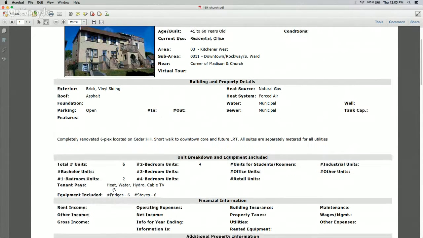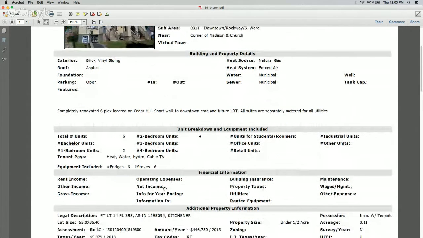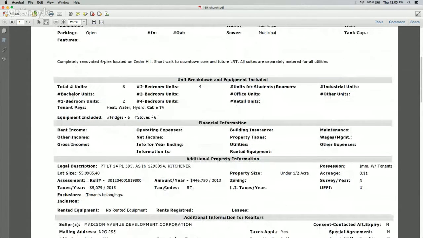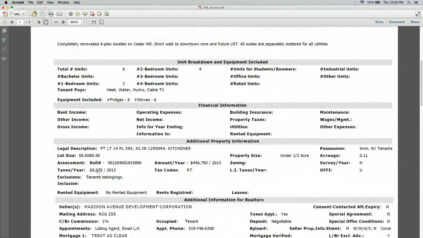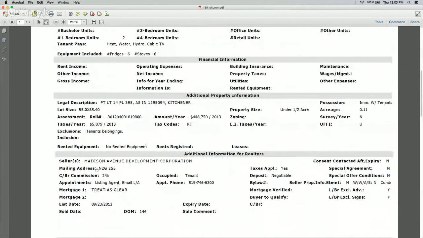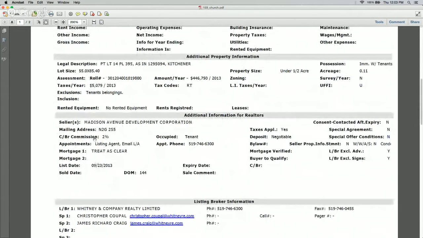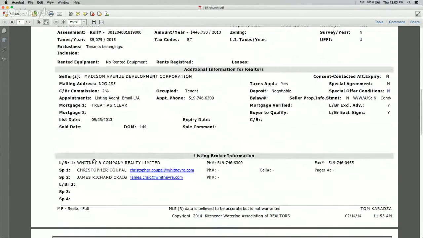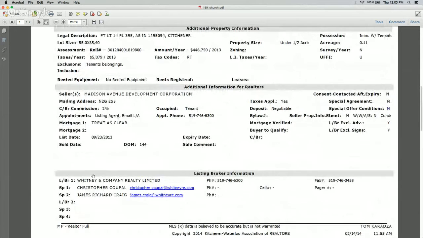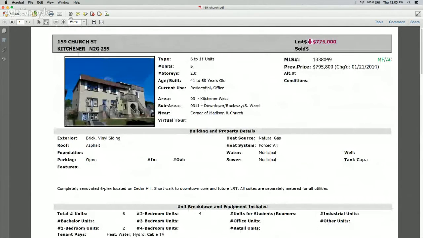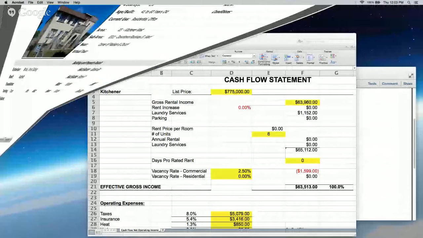They happen to mention here that tenants pay heat, water, hydro, and cable TV. Other than that, there's just some legal stuff here that's not really important to us. Taxes, we'll input that into the spreadsheet later. This is all realtor stuff, and here's how to contact the real estate agent. Not much at all. So we can minimize that and move on.